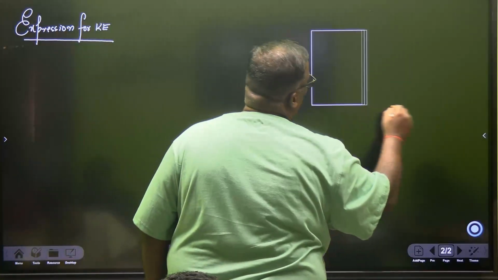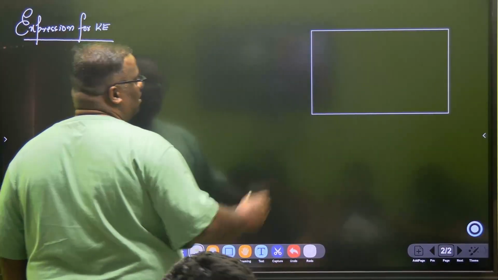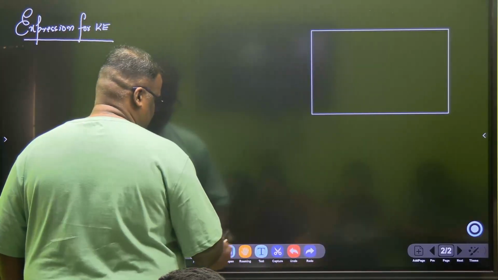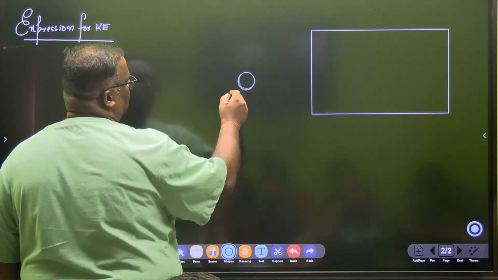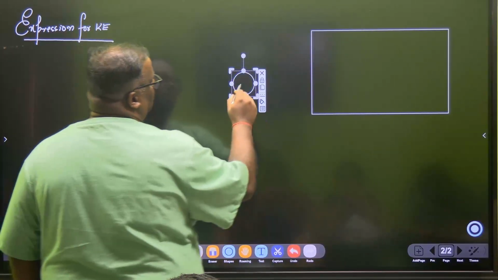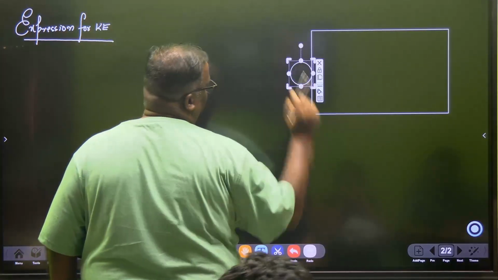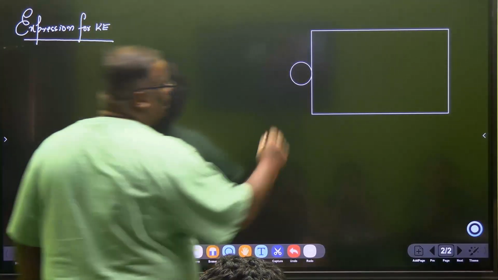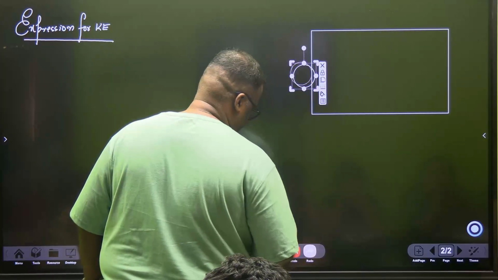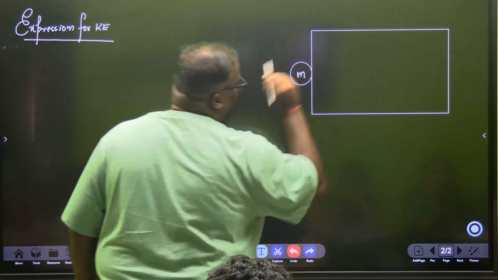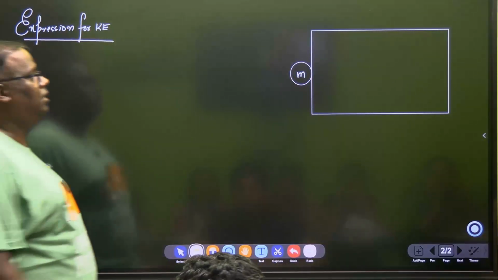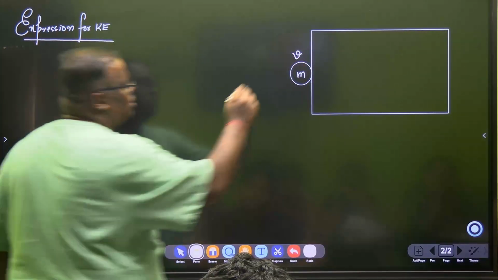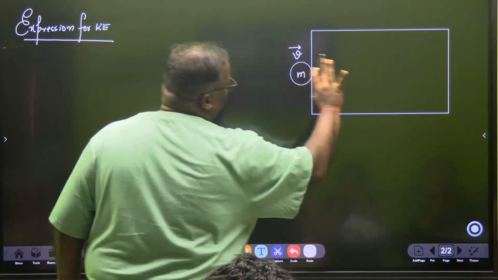So let's see the derivation of kinetic energy. Let's try to understand first. I'll write everything. I have a body, and this body has got a mass. The body has mass m. M is the mass of this body. This body is right now having a velocity given by v, and obviously the body is moving.